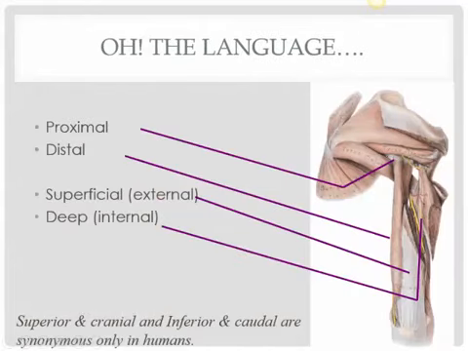And here you can see proximal and distal as examples. Here you can see superficial. This is superficial compared to something that has been cut, and you can see a deeper structure inside here.